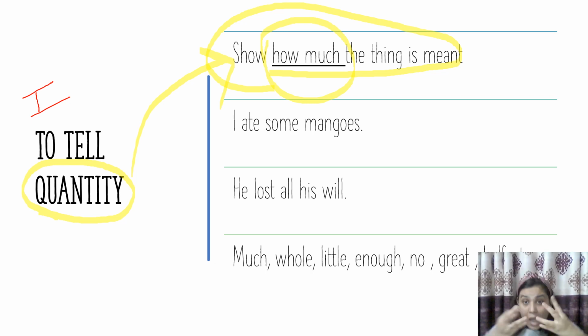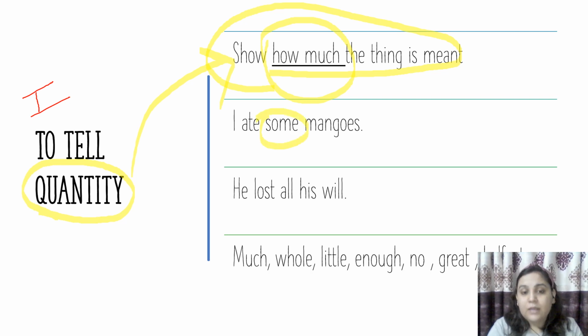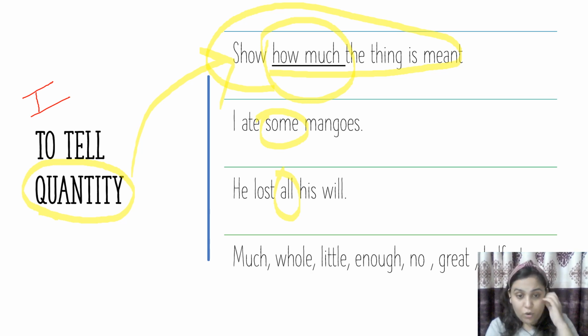Whenever I say how much of that particular thing, that means I am talking about the quantity. I ate some mangoes. How many mangoes did you eat? You ate some of the mangoes. Then I talk about he lost all his will. How much of his will? All his will. There are certain things which are here on the screen.